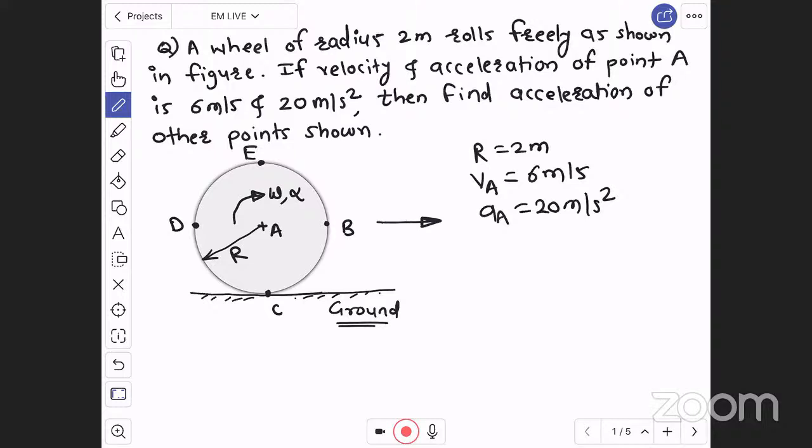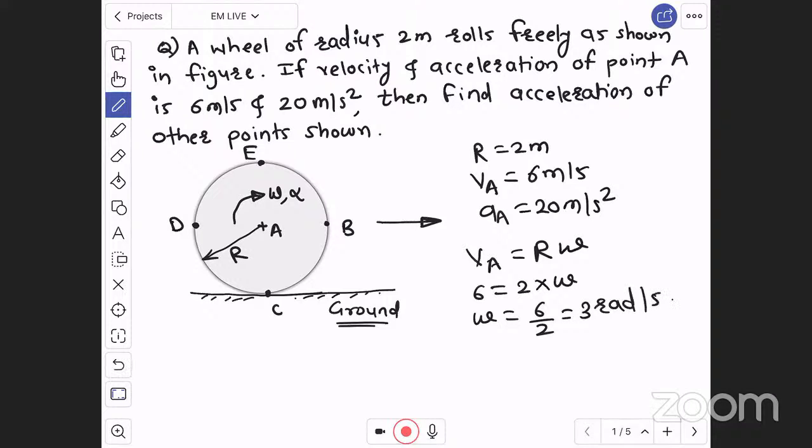Okay, let us jump to the question. Okay, now A is a center point, and this A is having velocity 6 meter per second and acceleration 20 meter per second square. Now we know that the velocity of the center point is nothing but r omega, that is radius of wheel into angular velocity, that already we have seen, right? Therefore 6 is equal to radius of wheel 2 into omega. Therefore, the angular velocity of the wheel will be 6 divided by 2, which is nothing but 3 rad per second. That we have calculated. Angular velocity of wheel is 3 rad per second.